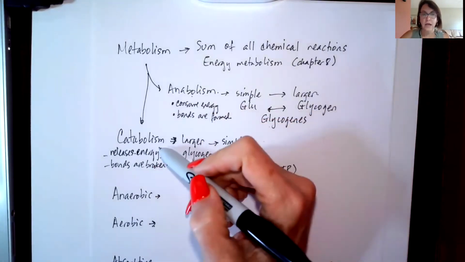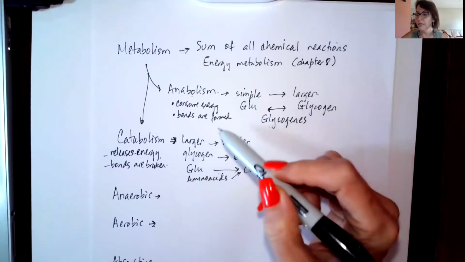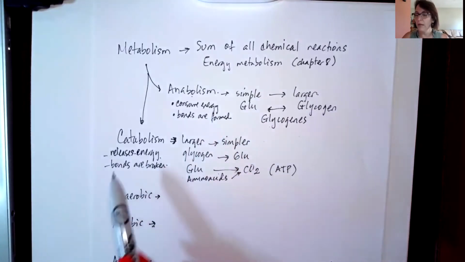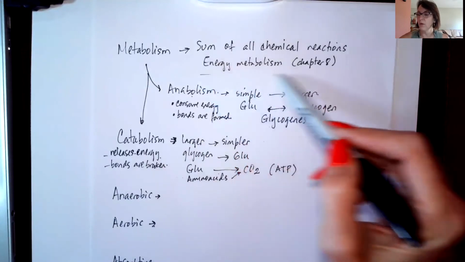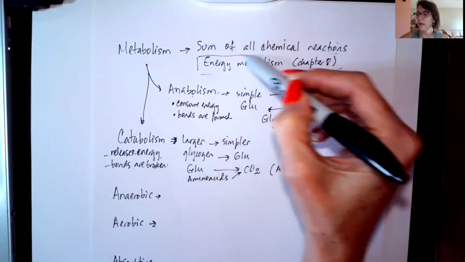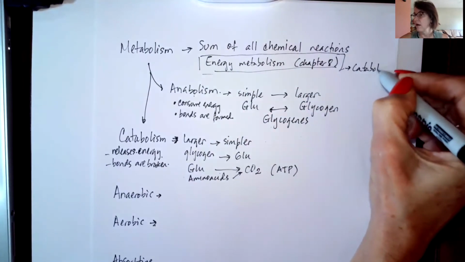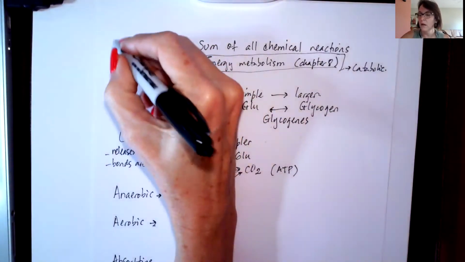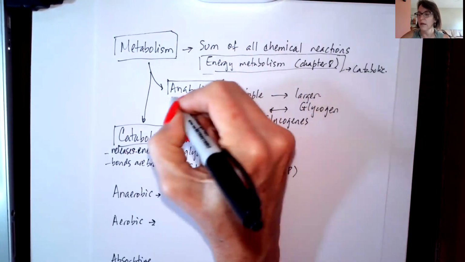So again, in anabolic reactions, we create something larger, we require energy to do it, and bonds are formed. In catabolic reactions, energy is released and bonds are broken. So most of the pathways we learn in class when dealing with energy metabolism are catabolic reactions. Okay, and these are three of the terms we learn in class.